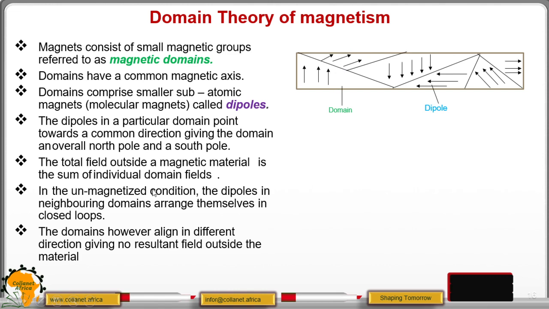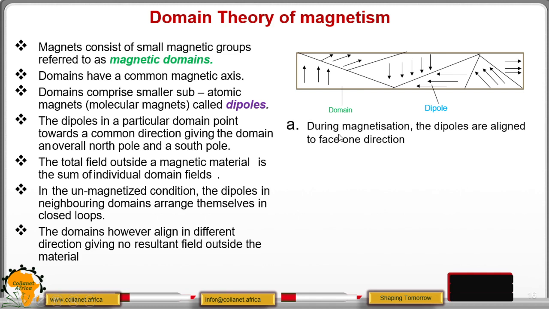That is why we are saying that because of the dipoles, each domain will have a north pole and a south pole. And now the overall, this is an unmagnetized material, the overall magnetic field will be zero because the field of each domain will cancel out, and you'll find that this unmagnetized material will have no magnetic field.